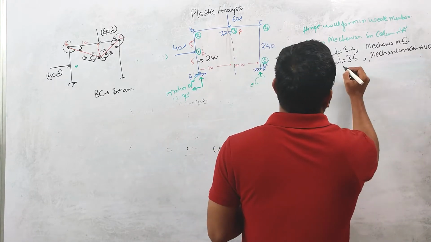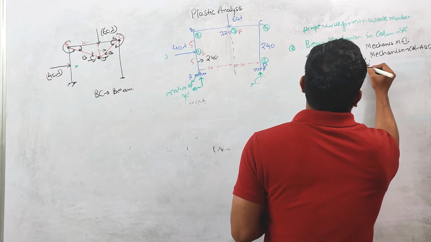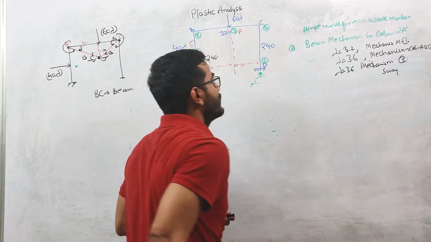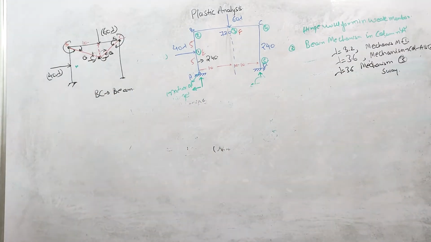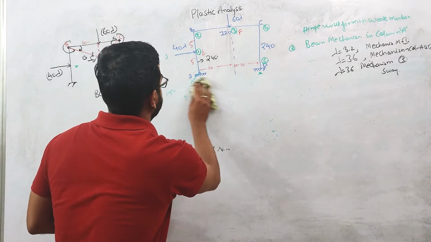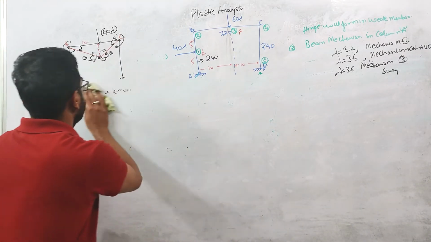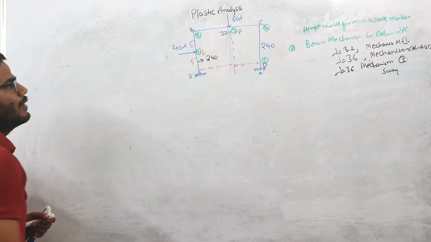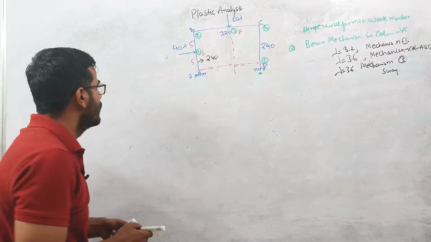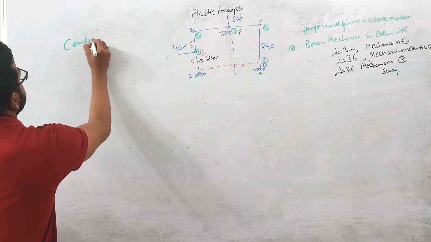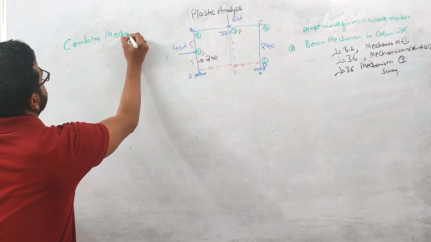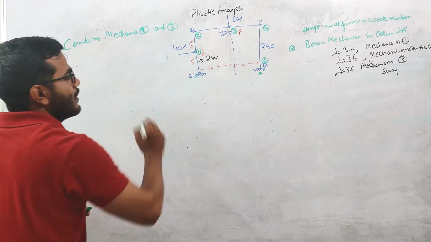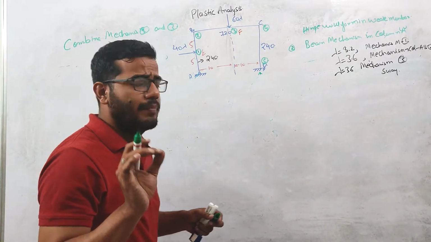So here again lambda is equal to 3.6 for mechanism 3, which is the sway mechanism, right? Now let us combine mechanism 1 and 3. Okay, first I'm combining mechanism 1 and mechanism 3.